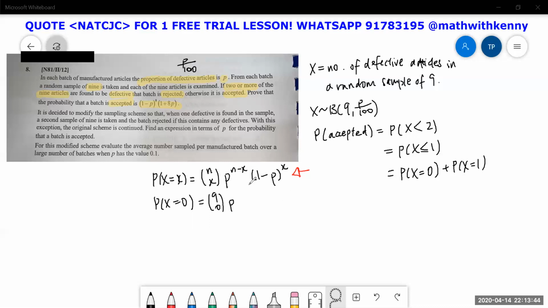So this is the formula. This formula should be given in your MF26. Can you help me check if this is the correct formula? It's n choose x, p to the power of x, and 1 minus p to the power of n minus x. Can you calculate for me, for instance, 9 choose 2, say p is 0.6, to the power of 2, and 0.4 to the power of 7?